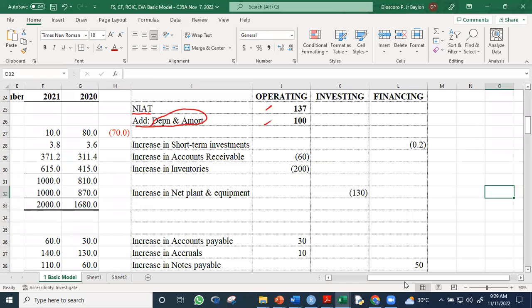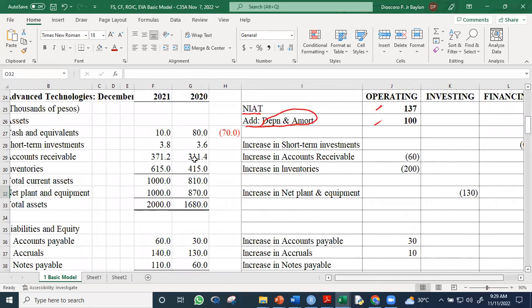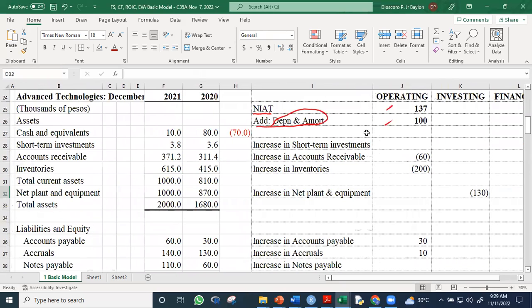Also inventories increased from 415 to 615, and any change in inventories will fall under operating. So it's a use of cash. Also, net plant and equipment increased from 870 to 1,000. It's also a use of cash, and it falls under investing.